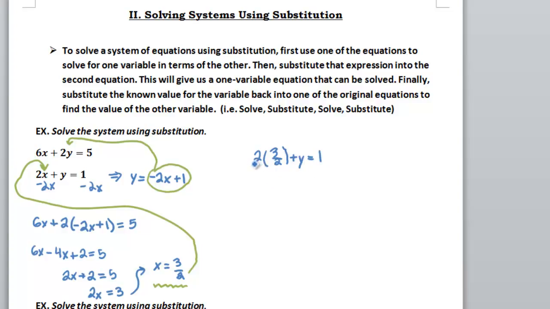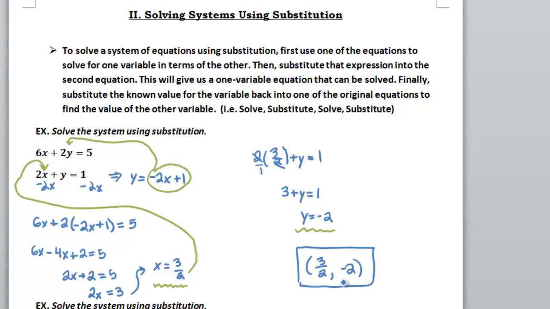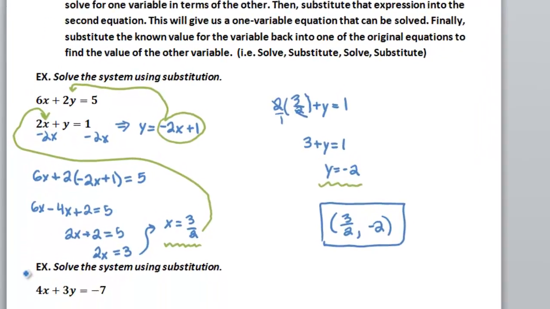2 times 3 halves, 2 is the same as 2 over 1, and my 2's cancel here. So I'm left with 3 plus y is equal to 1. Subtracting the 3 from both sides gives me y is equal to negative 2. We found y. So the solution to our system is the ordered pair 3 over 2, comma, negative 2. And it's always a good idea to plug your answer back into both equations just to make sure that it really works. Let's do an example of substitution now that's a little more difficult.